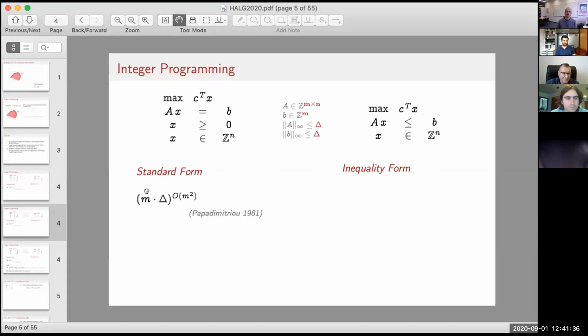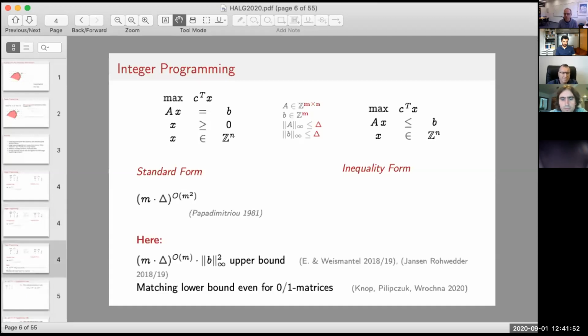Good. So if m is the number of rows of the matrix A, and delta is an upper bound on the absolute values of the entries in A, then the algorithm of Papadimitriou runs in time m times delta to the O of m squared.